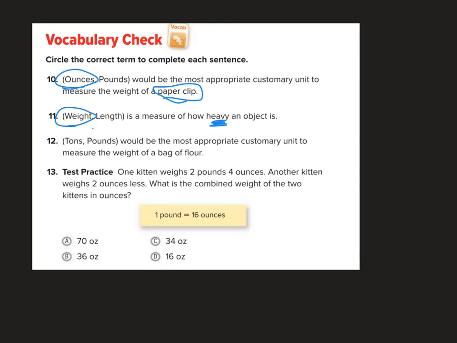What would be the most appropriate customary unit to measure the weight of a bag of flour? A buffalo or a tomato? Pounds, right? We'd use tomatoes or pounds to measure the bag of flour.